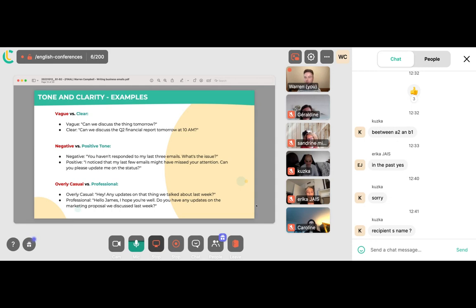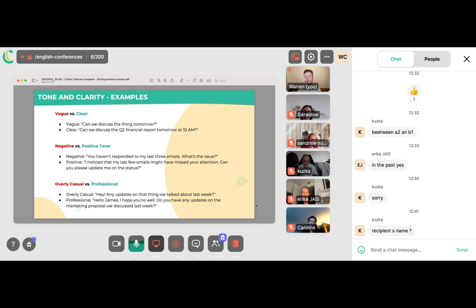Negative versus positive tone. Again, if anyone here works in business development or sales, you will know how important this really is. "You haven't responded to my last three emails. What's the issue?" To say this in a more positive way: "I noticed that my last few emails might have missed your attention. Can you please update me on the status?" Notice here how it's a lot more polite, friendly, rather than saying, "What's the problem?"